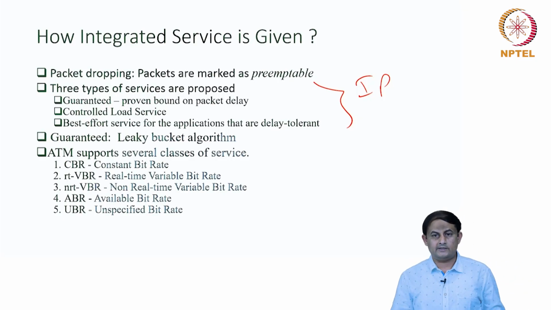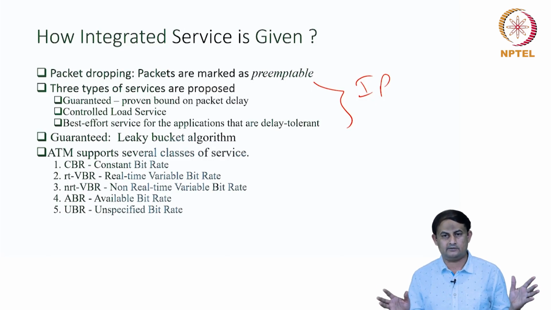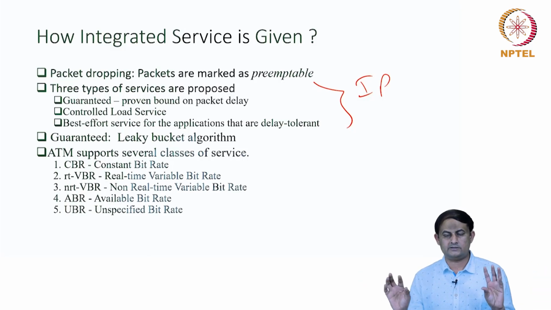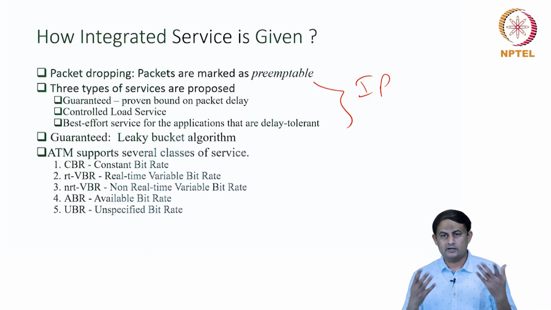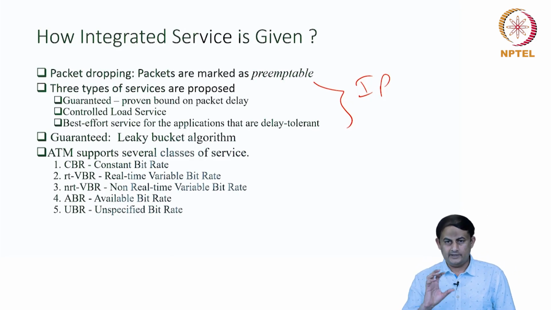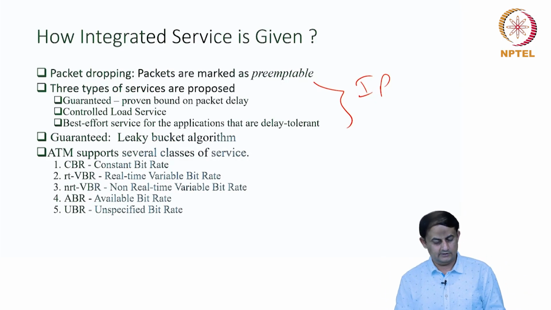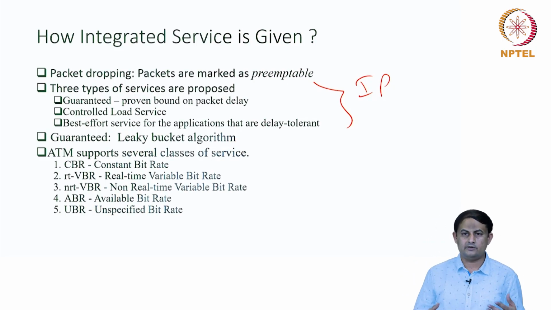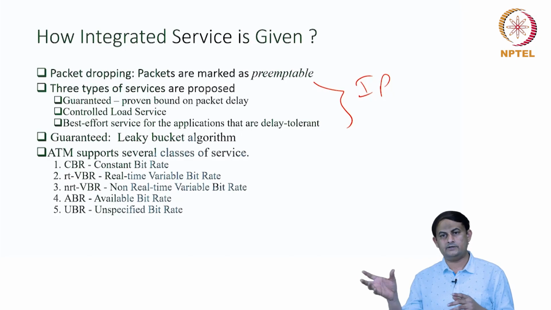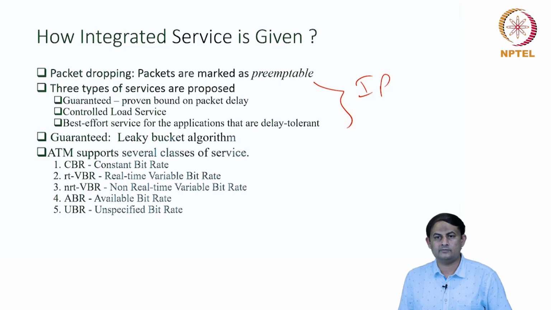So ATM also provides five classes of services. One is called constant bit rate, which says that between a source and destination, the transmission rate is fixed. The second kind of service is called real-time variable bit rate. The bit rate is varying, but I am going to ensure that the variation is not that much. Still, you can run a real-time application using this transmission rate. It can also be a non-real-time variable bit rate. The bit rate is variable, but this service model is not suitable for real-time applications.